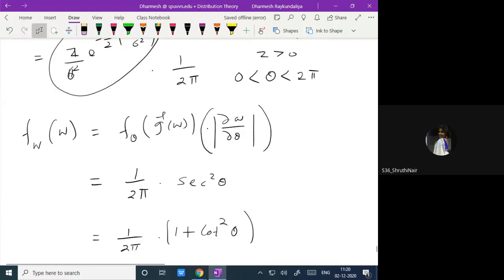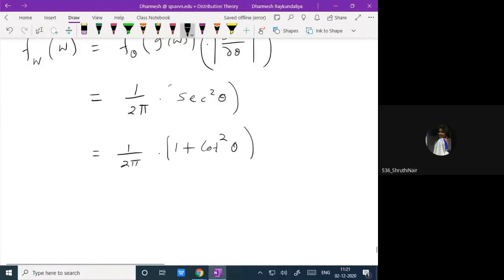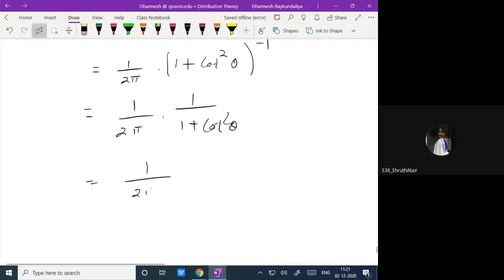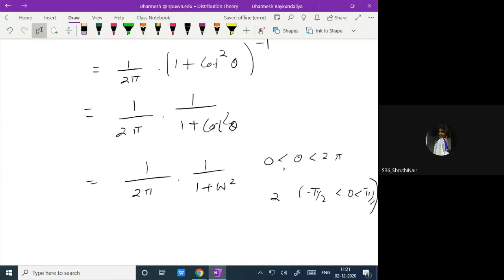So here we have to have a derivative of theta with respect to w. So I have to take the inverse here. This is minus, this is minus. So it is 1 upon 2 pi into 1 upon 1 plus cot square theta, and cot theta is equal to w. It is 1 upon 2 pi into 1 upon 1 plus w square. But as I say, theta lies between 0 to 2 pi. If I have to convert into minus pi by 2 to pi by 2, it is minus pi by 2 less than theta less than pi by 2. So it is twice of that.